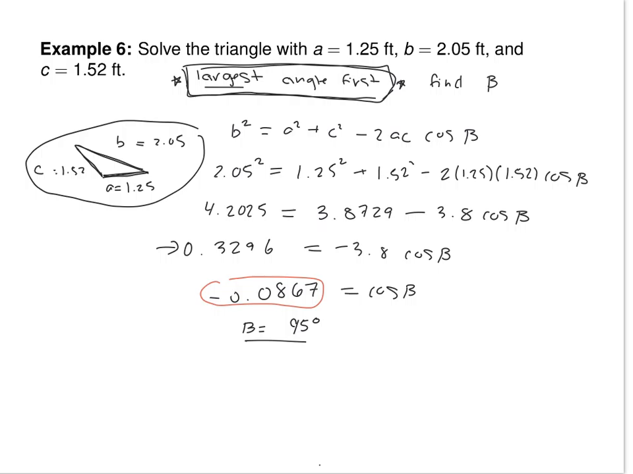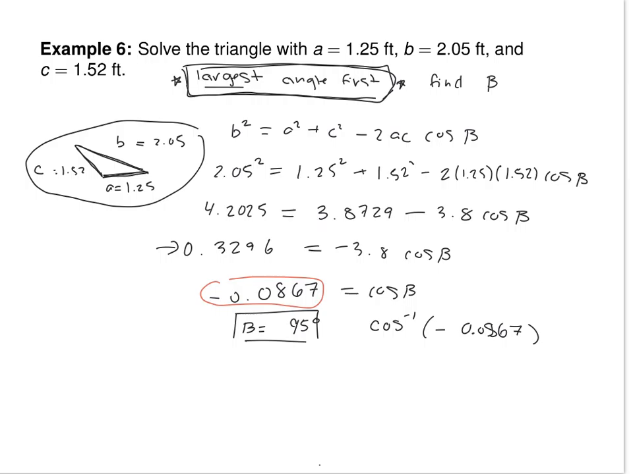Yeah. Okay. Tani, what's up? So in between the last two steps, you're just plugging that number into the inverse cosine. Yeah, I'm just doing cosine inverse of negative 0.0867. Yes, okay. Now, we got one angle. Beta is 95. How about next?